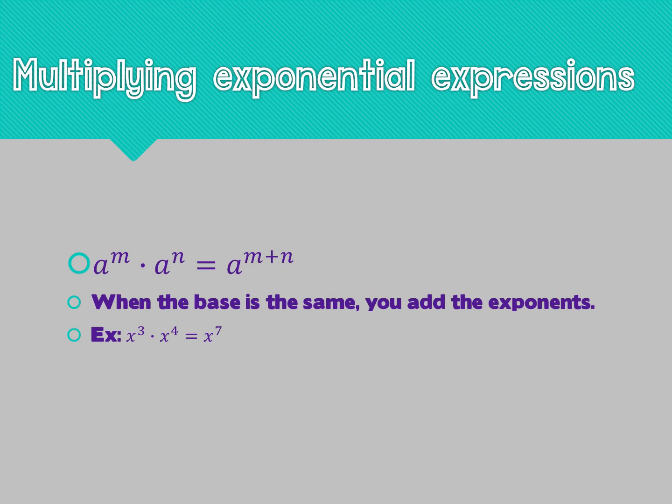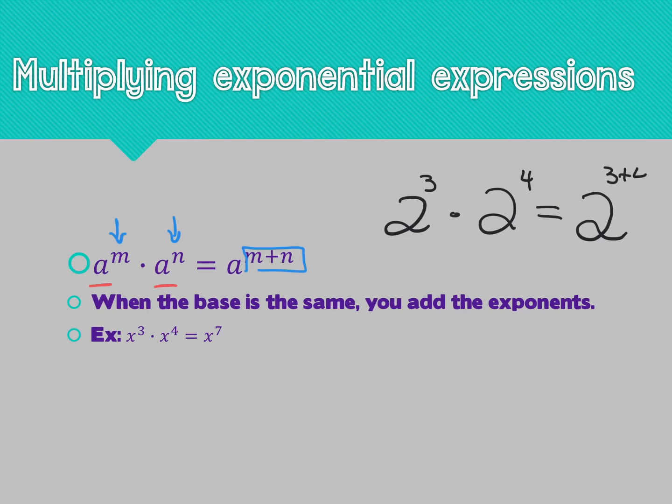Next, let's talk about when we multiply exponential expressions. When the base is the same, we're going to take the exponents and add them. So in this first example, notice the base is the letter A. The exponents are the letters M and N. When the bases are exactly the same, all we need to do is take the exponents and add them. I do not multiply the bases. So for example, if I had 2 to the 3rd power times 2 to the 4th power, I would not do 2 times 2. I leave the base the same. I'm going to add the exponents, and this would give me 2 to the 7th power.